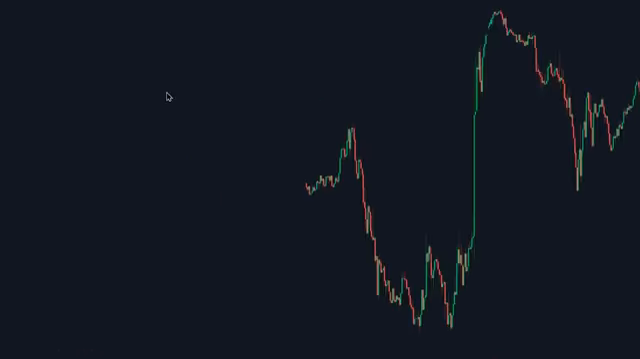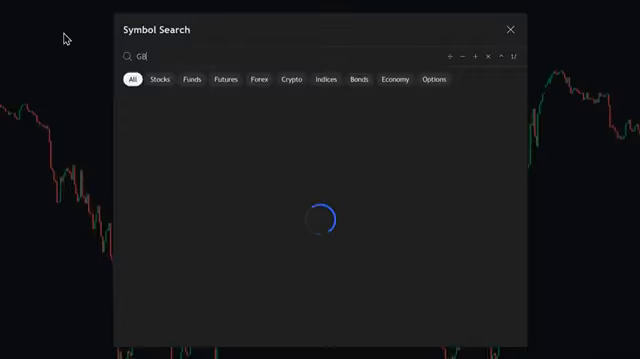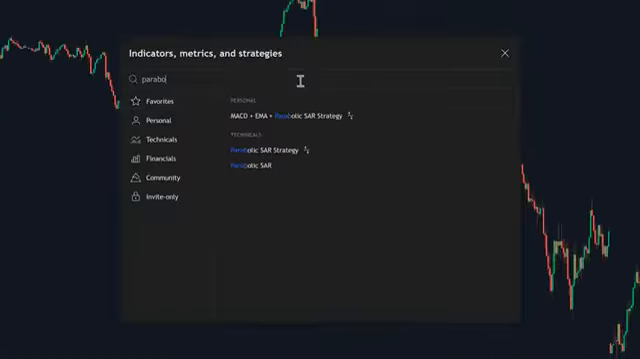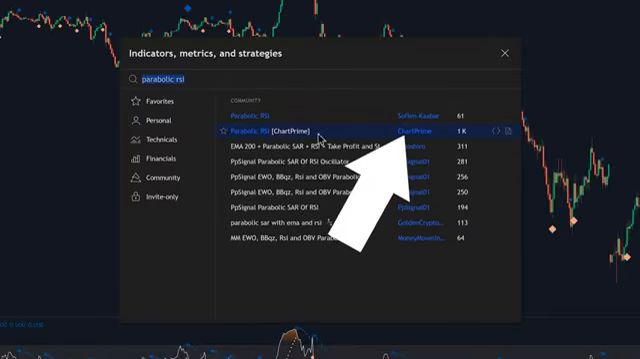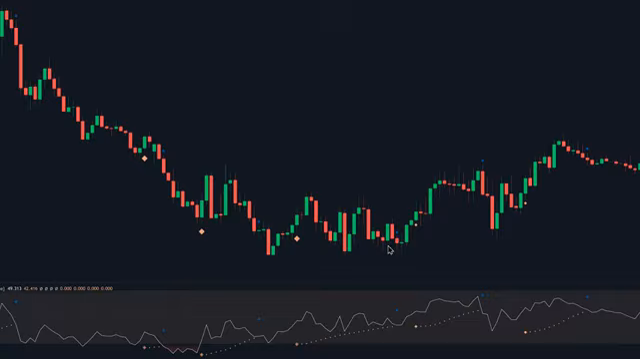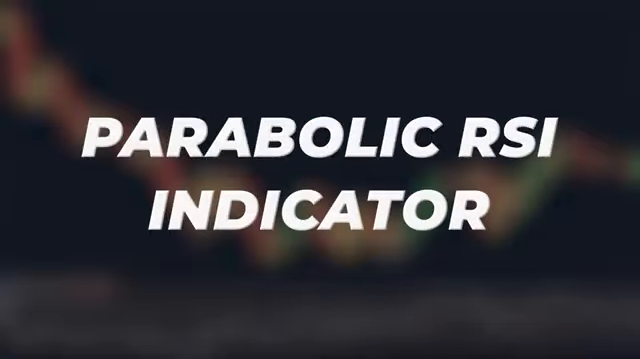Once you're on TradingView, load up whatever market and time frame you like to trade. Then, click on the Indicators button up top, and in the search box, just type in Parabolic RSI. You're looking for the one that says it's by Chart Prime. Click on that one to add it to your chart. Ladies and gentlemen, this is the all-powerful Parabolic RSI indicator by Chart Prime.